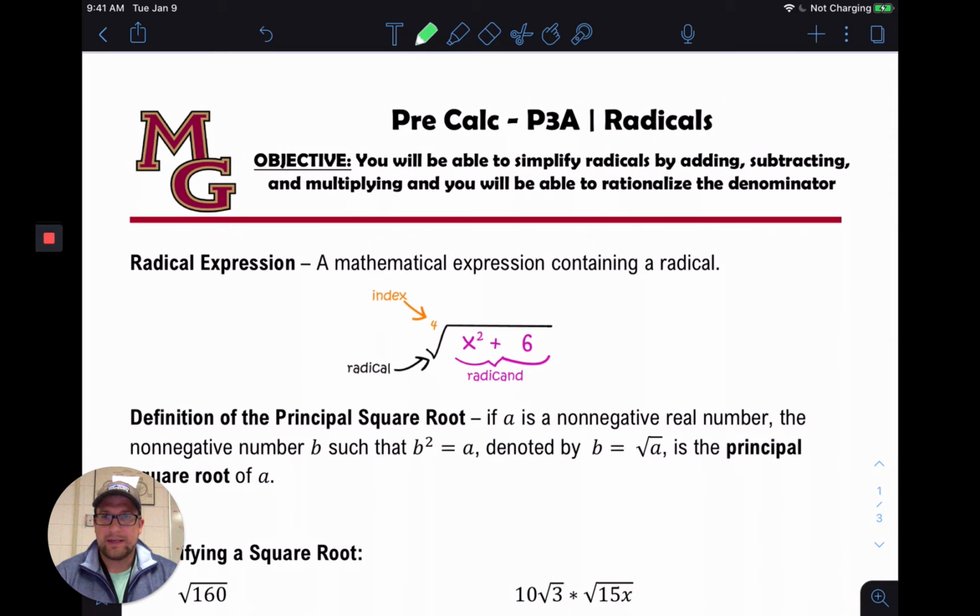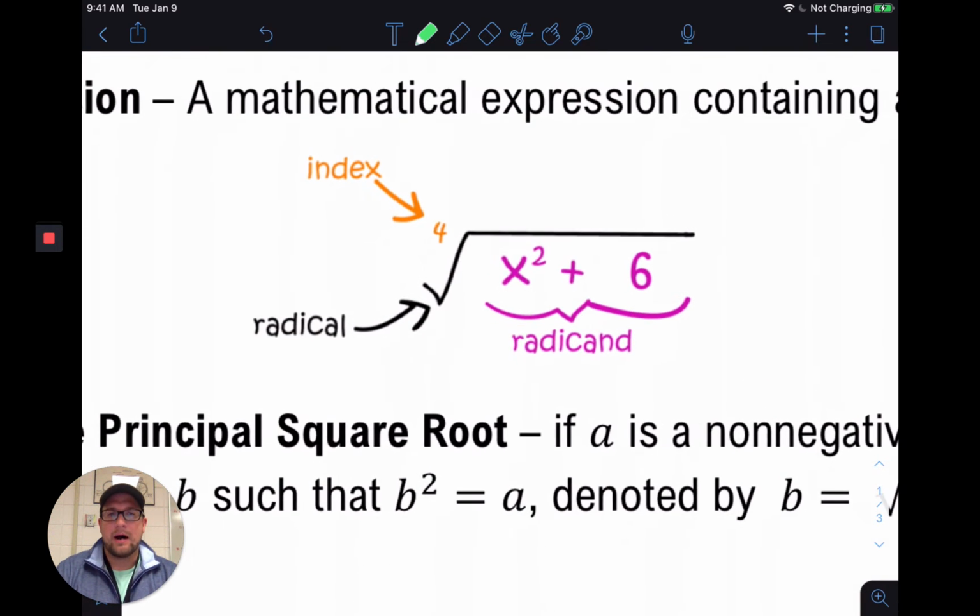Now, as we begin today, the first thing we want to discuss is just what a radical expression is. A radical expression is really just a mathematical expression that has a radical in it, the radical being this symbol right here. Normally, we think about that symbol as being called a square root. But it turns out that not all radicals are actually square roots. Some could be, for example, a fourth root, which is why we see that 4 up there in the index spot. The inside of a radical, whatever is contained on the inside, is what we refer to as the radicand.